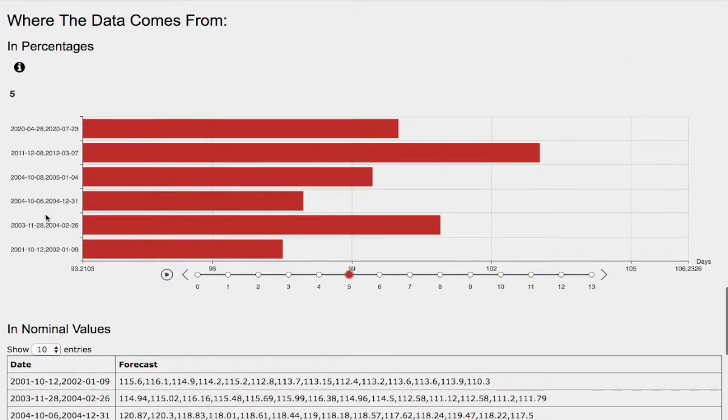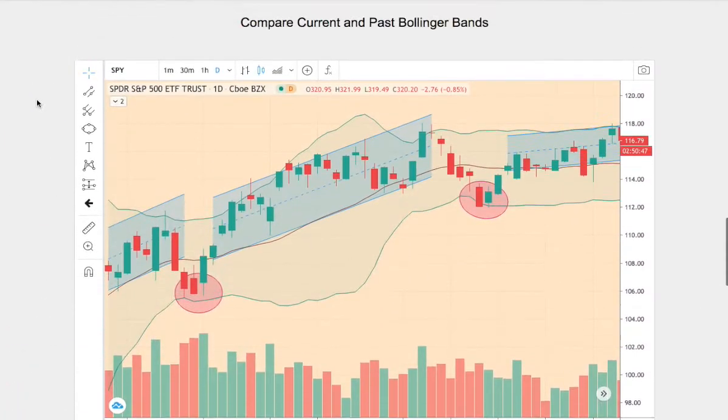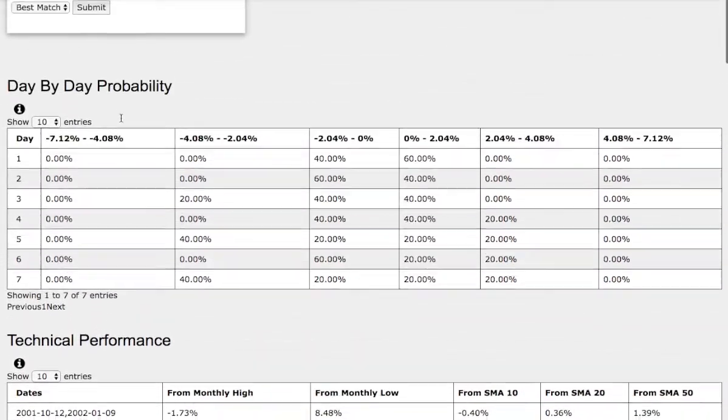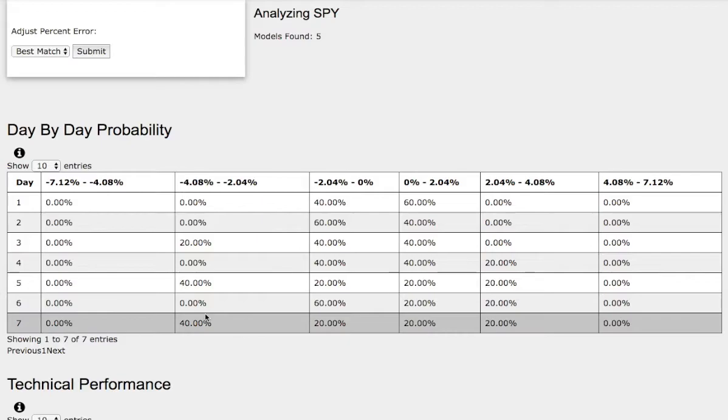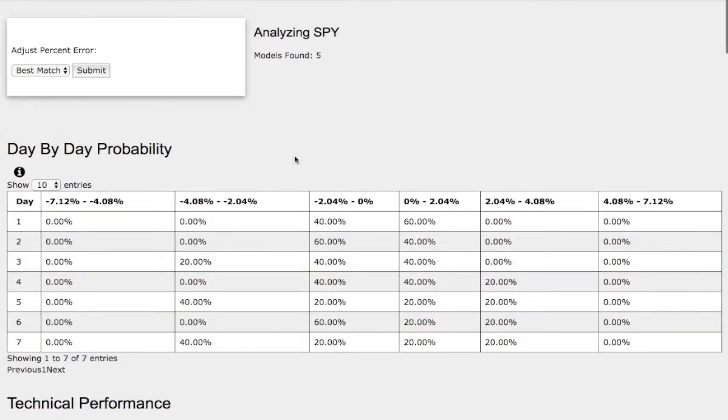So the model that we just examined was October 12, 2001 to January 9, 2002. Back then, the S&P 500 continued to fall around 2.5%. If we head back to the day-by-day probability model, that coincides with the standard deviation, 40% chance to fall between negative 2% to negative 4%.